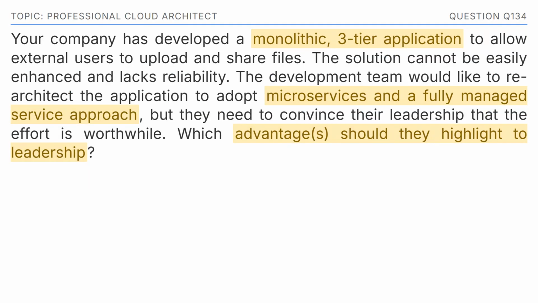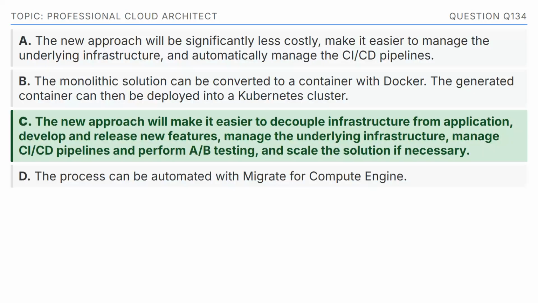To arrive at the correct answer, we focus on the keywords: monolithic, 3-tier application, microservices and a fully managed service approach. Advantages should they highlight to leadership? The correct answer is option C. The new approach will make it easier to decouple infrastructure from application, develop and release new features, manage the underlying infrastructure, manage CI/CD pipelines and perform A/B testing, and scale the solution if necessary.